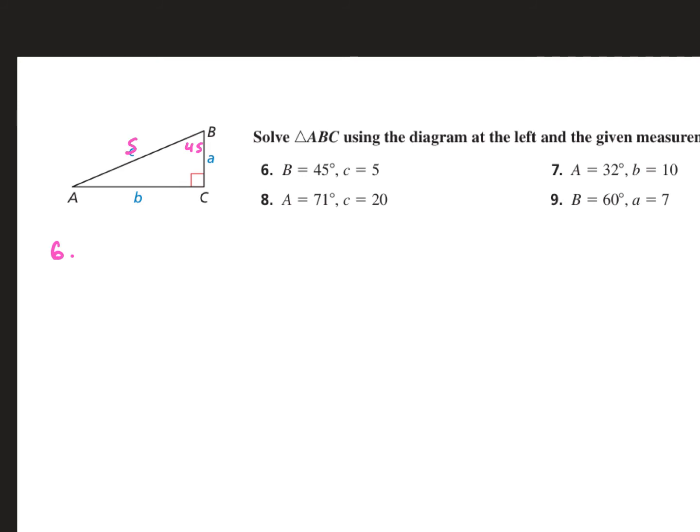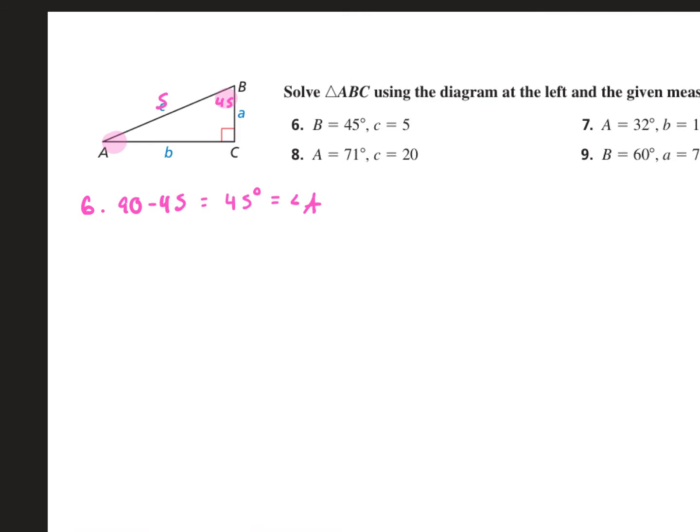So angle B is 45. We know that the 2 acute angles of our triangle are going to add up to 90. So we would do 90 minus 45, which gives us 45 degrees for angle A. So we found our missing angle. Now we have to find the 2 missing sides. It doesn't matter which one. I mean, they're the same, 45 and 45. So we can use this 45 degrees and call this theta. So that would make A opposite, and 5 is the hypotenuse.